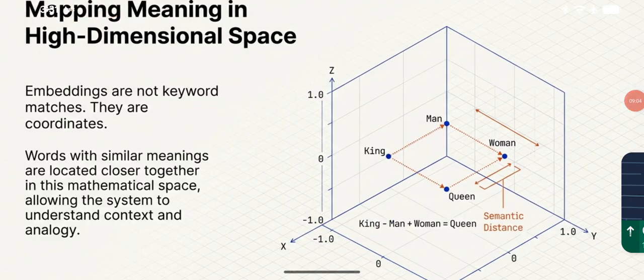So, mapping meaning in high dimensional space, as I mentioned earlier. King and queen are close to each other, and king is a man. When we ask king minus man plus woman, it will lead to the word queen, right? So the semantic distance of queen is close to king, man, and woman.